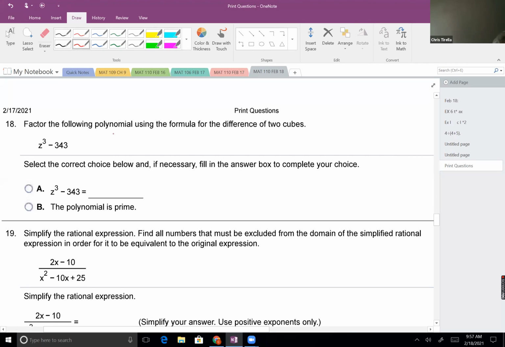Here, factor the polynomial using the formula for the difference of cubes. Well, that formula is a cubed minus b cubed, because it's a difference. We're going to have a minus b, keep the same. Square the first. This is minus, opposite sign. Multiply the two, and then add the square of the second.